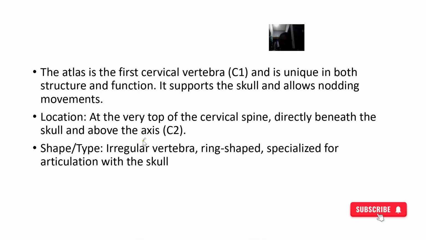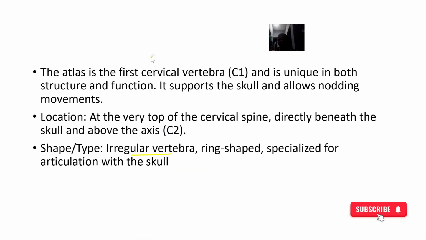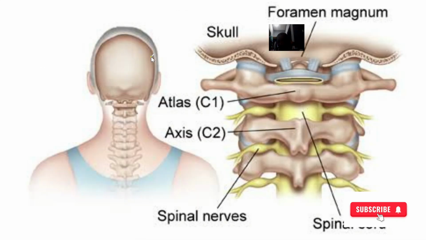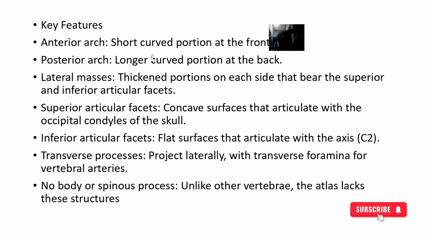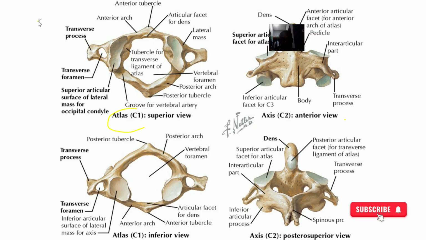So what's the shape and type? It's an irregular vertebra, ring shaped, and specialized for articulation with the skull. Okay, so let's quickly look at this. What are the key features? I think this image would be the best for the key features.